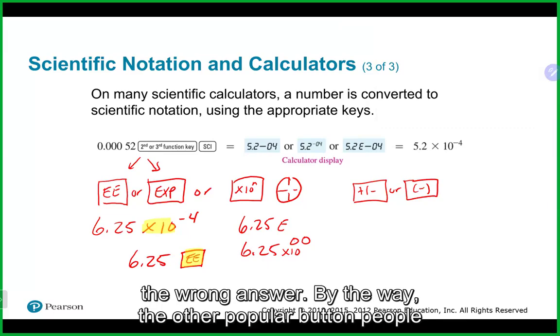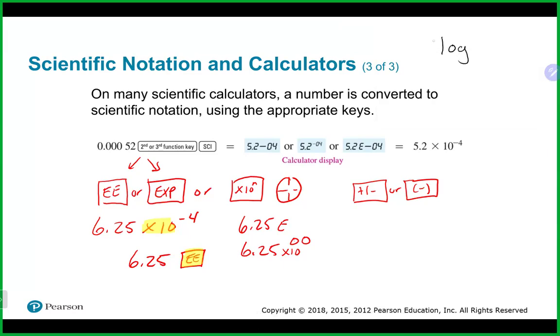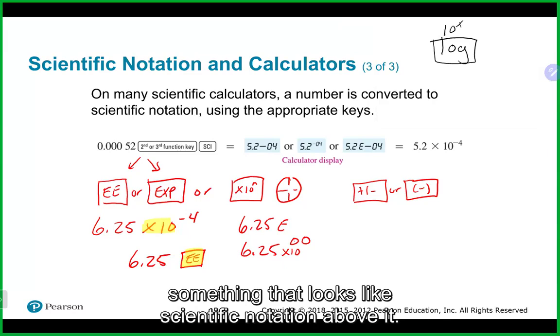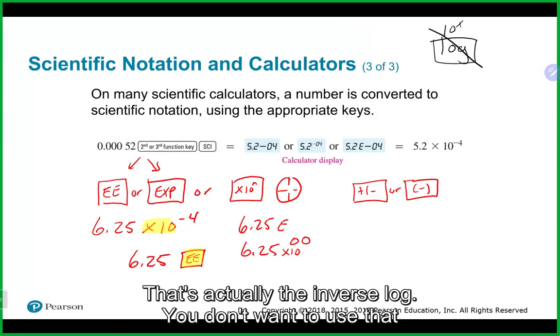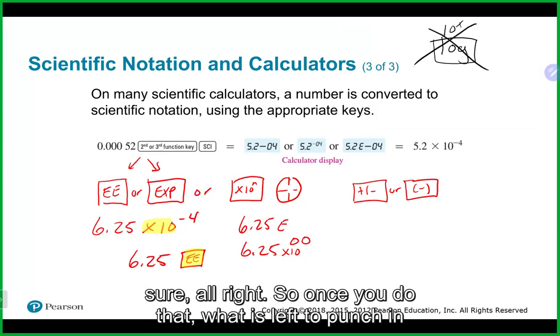By the way, the other popular button people like to use for scientific notation that you should not use is the log button, because on most calculators it's got something that looks like scientific notation above it. That's actually the inverse log. You don't want to use that either in this situation. So you should not use that button for sure.